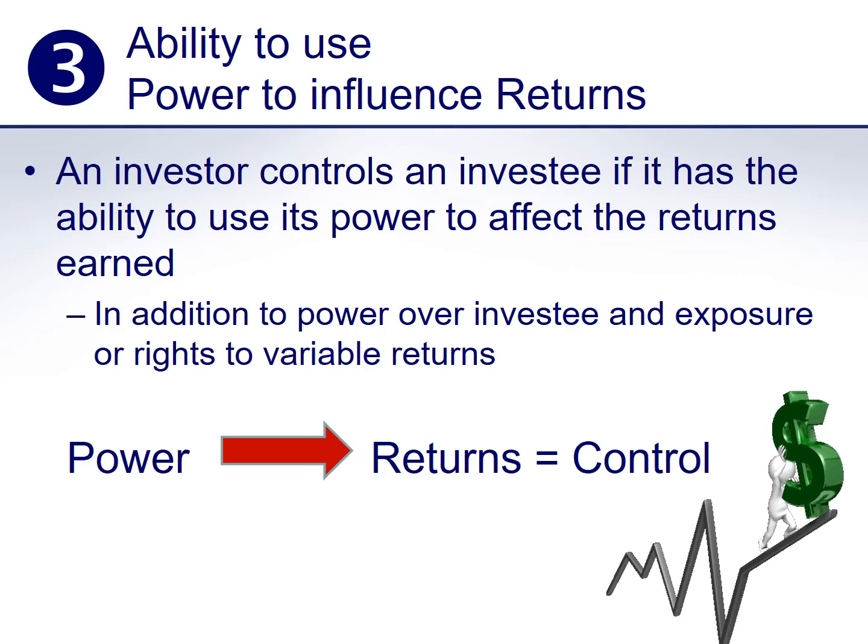So any way in which the investor is able to, through its decision-making ability represented by the power, affect the returns, that would be the third and final element in the definition of control. And an investor that has power and is able to use that power to affect the returns will have control for purposes of IFRS 10.